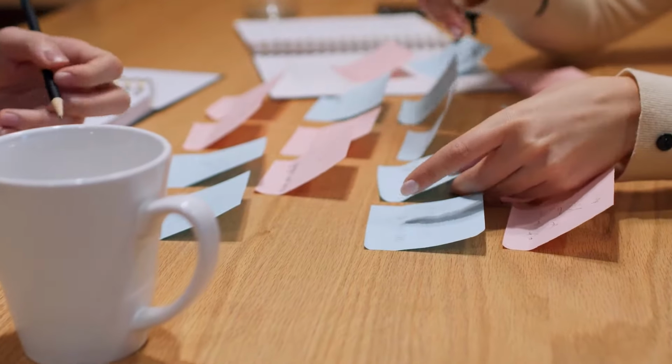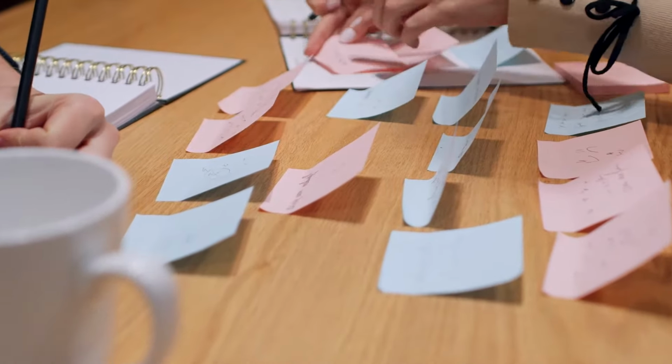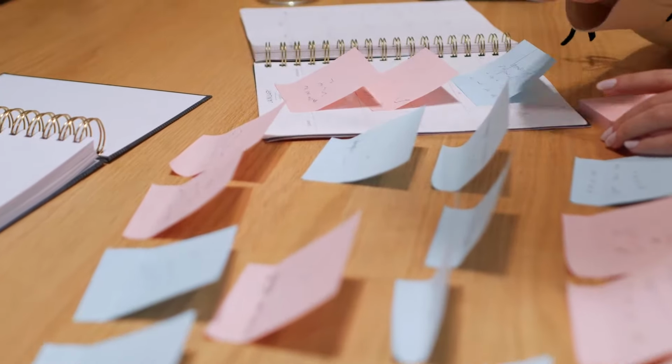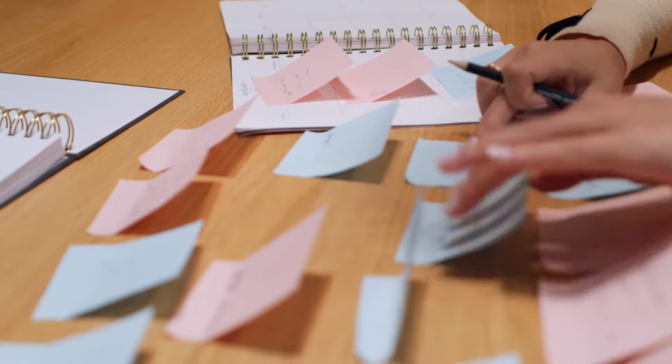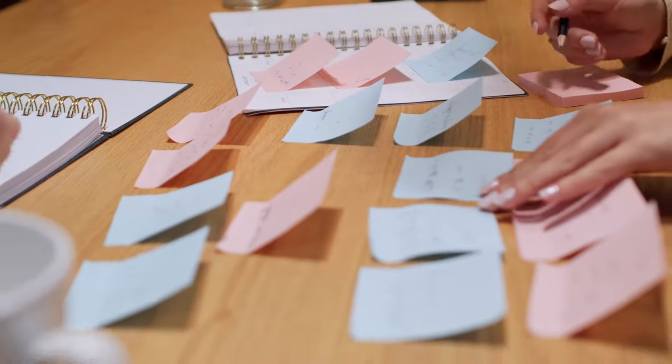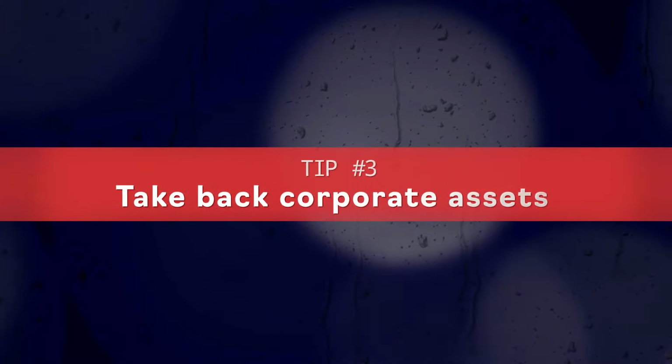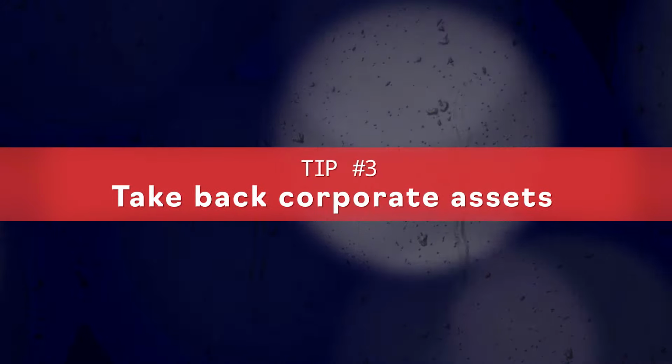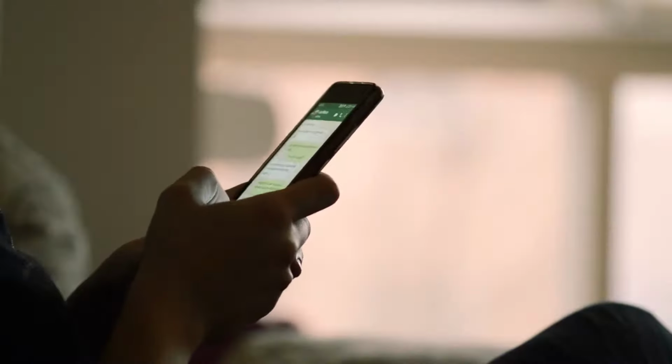During this process, you should also consider if there are any assets that need to be migrated to another employee, such as forwarding emails or transitioning ongoing projects. Number 3, take back any corporate assets that were given to the employee. This includes things like cell phones, laptops, keys, and identity cards.